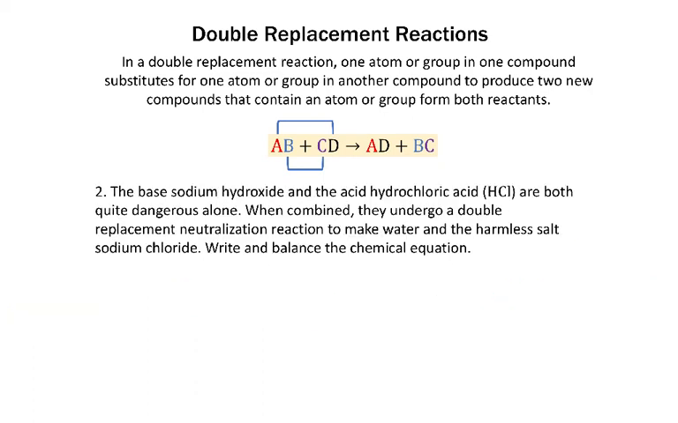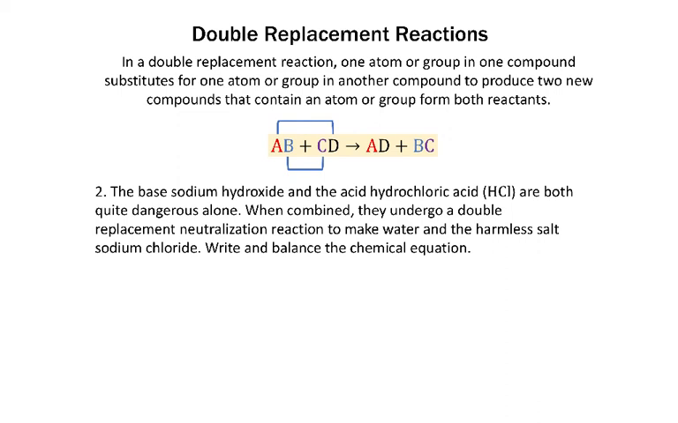Here's another one. The base sodium hydroxide and the acid hydrochloric acid are both quite dangerous alone. When combined, they undergo a double replacement neutralization reaction to make water and the harmless salt sodium chloride. Write and balance the chemical equation. Okay, so all the information we need is given in the question. It tells us the reactants, it tells us the products, it even tells us the type of reaction.